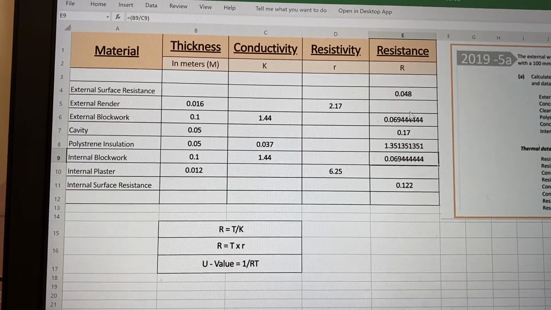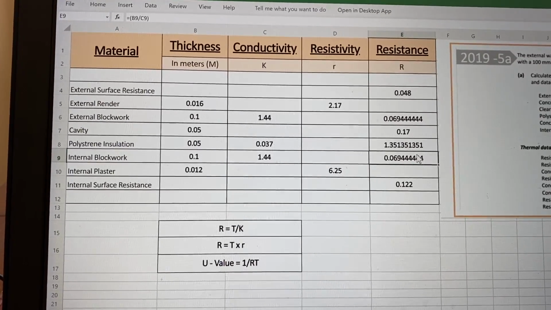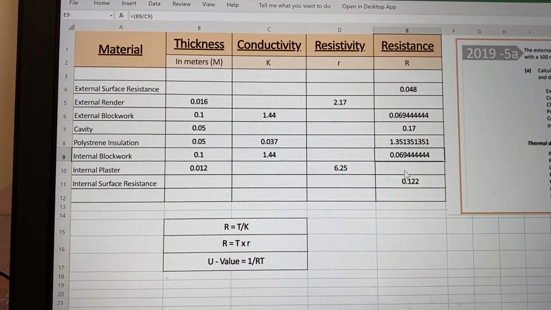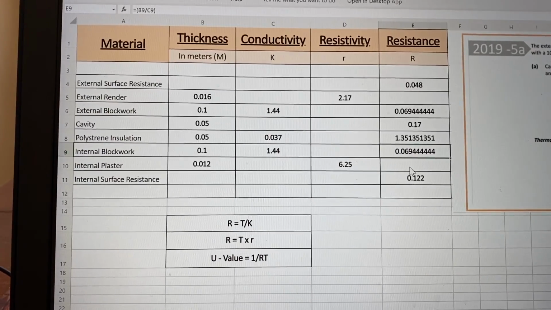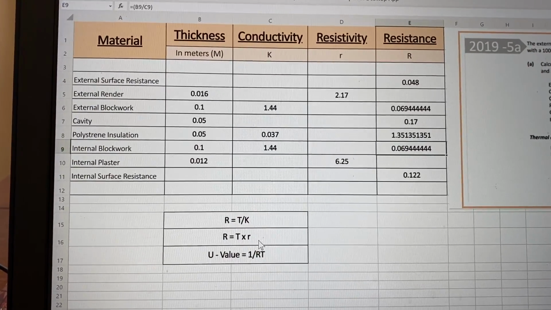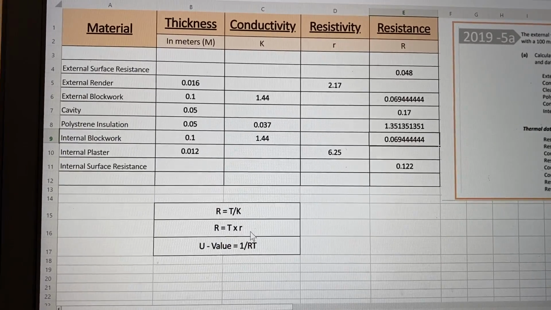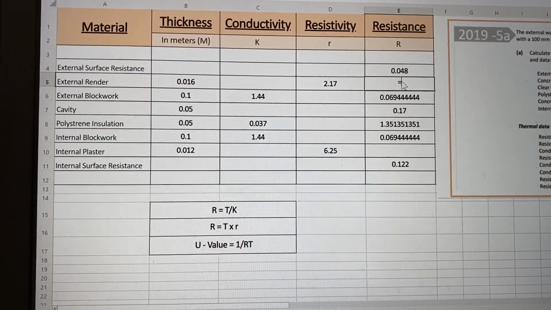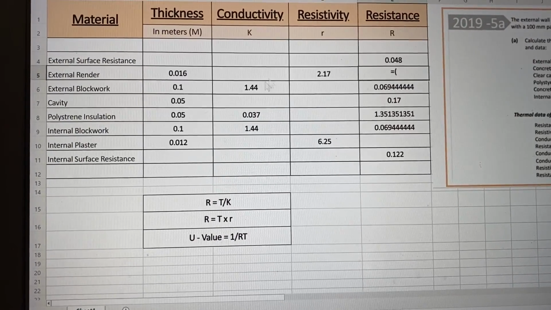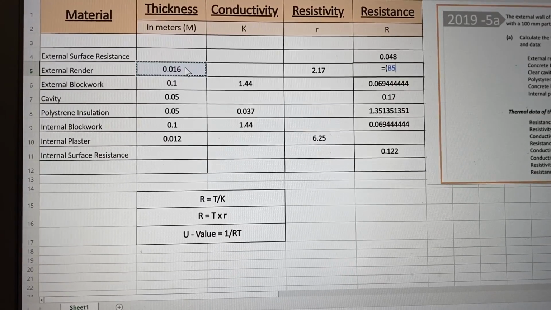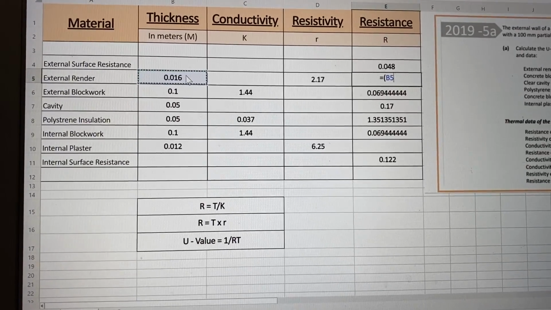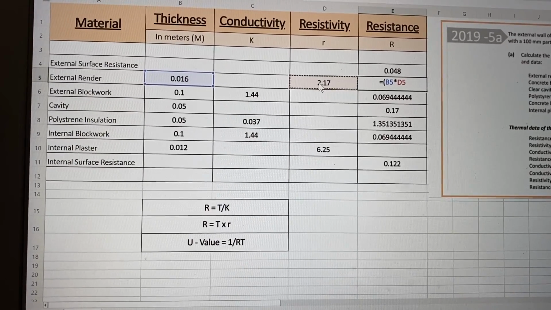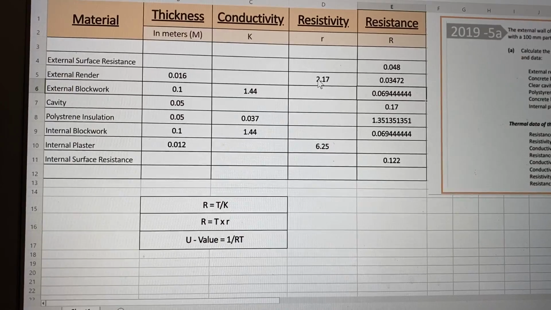So now I've got most of my resistances. I still have to find it for the external render and the internal plaster. This time I'm going to use the second formula here, which is R is equal to thickness multiplied by resistivity. So I'm going to set it up: it's thickness, which is 0.016, and I'm going to multiply it by 2.17, and I will get that.